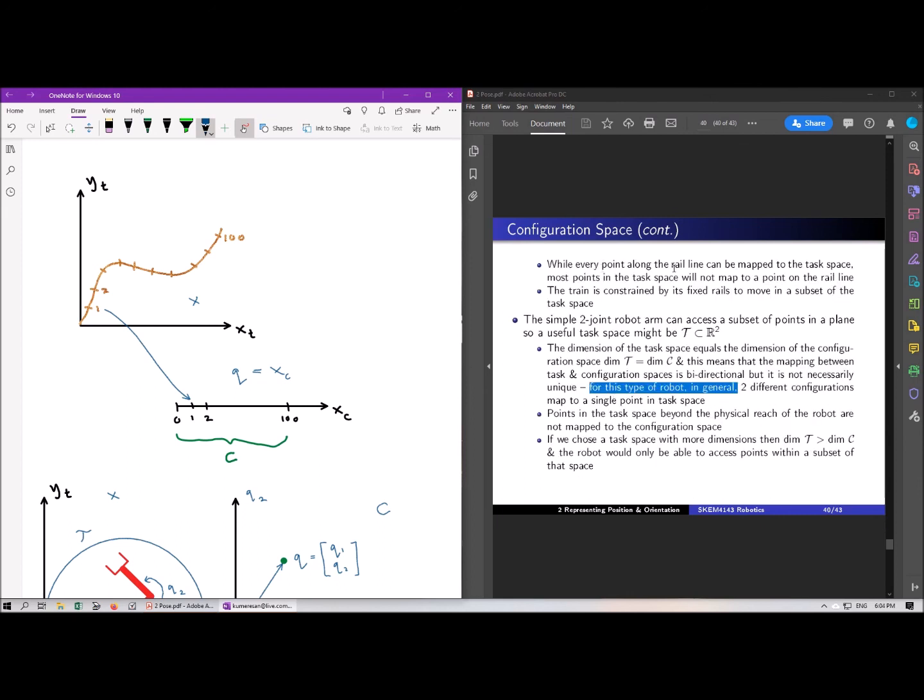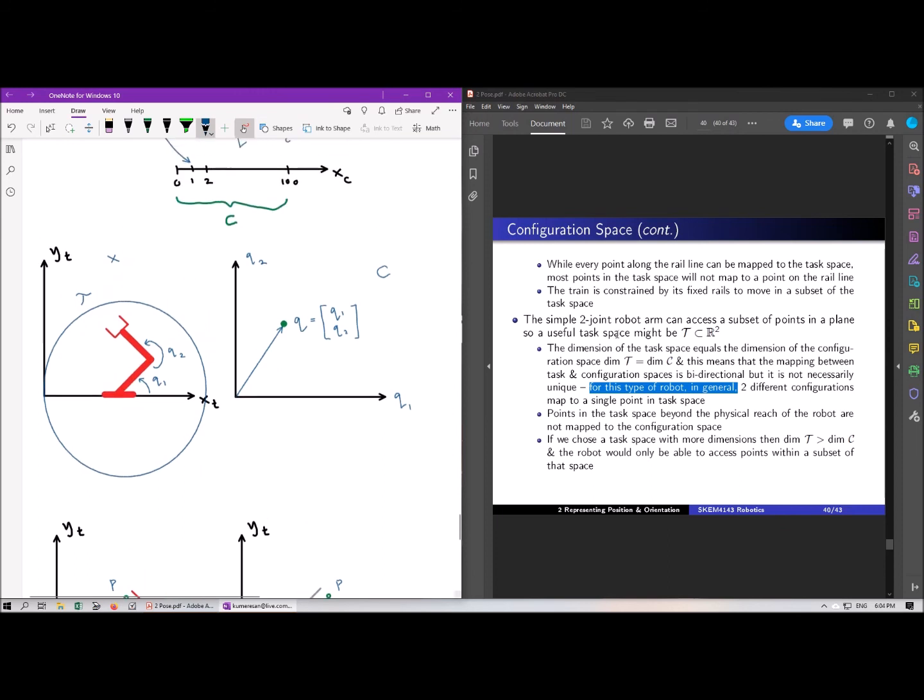While every point on the rail, which is this one, can be mapped to the task space, from here to here, most points on the task space, for example this one, will not map to a point on the rail line. The train is constrained by its fixed rails to move in a subset of the task space.